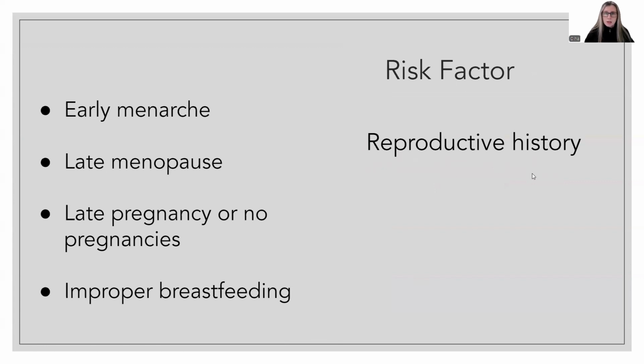Reproductive history. So this is related to the history of menstruation and pregnancy. Those women who have menstruation at an early age before 12, get late menopause after 55 years of age, have their first baby after 35, do improper breastfeeding, or never gave birth to a child are at higher risk of breast cancer.